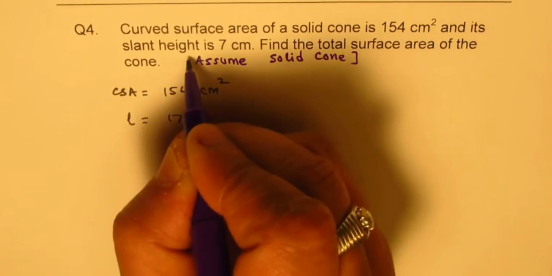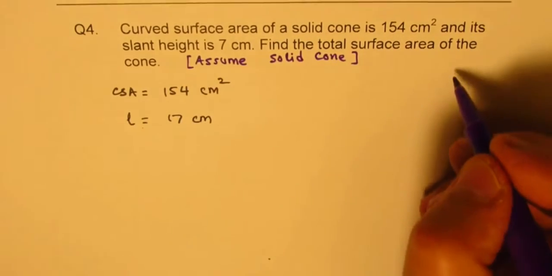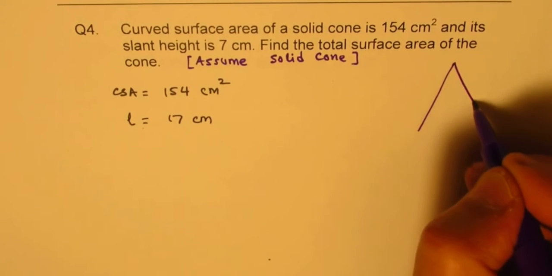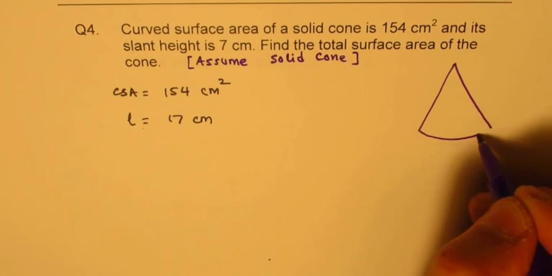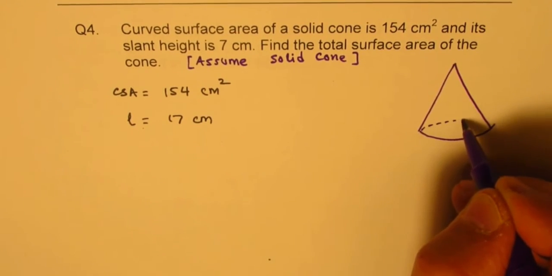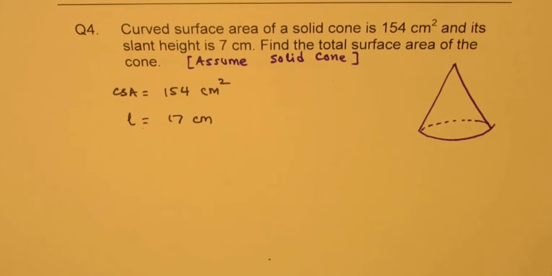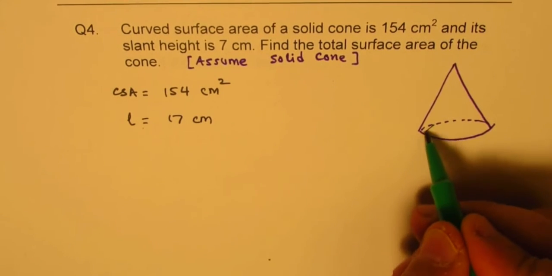Right, so that part is missing. So it is a solid cone. So now I hope you understand there's a typing mistake here. So we have this cone, which is a solid cone. So you have to include the area of the base also.